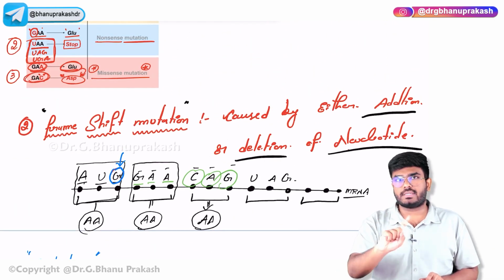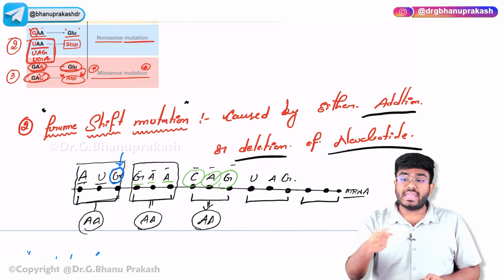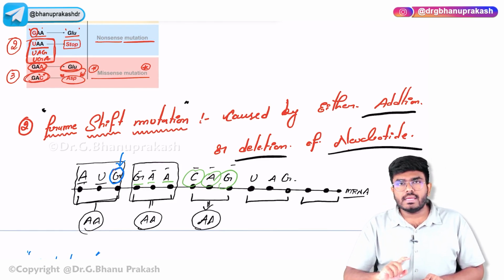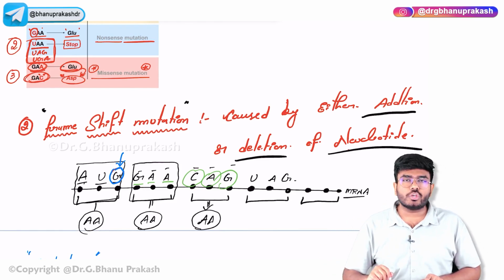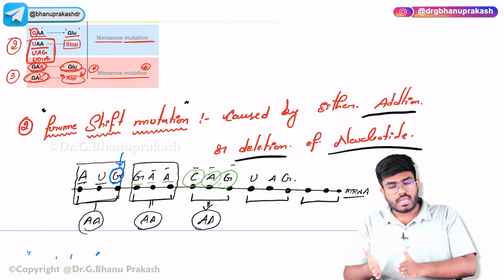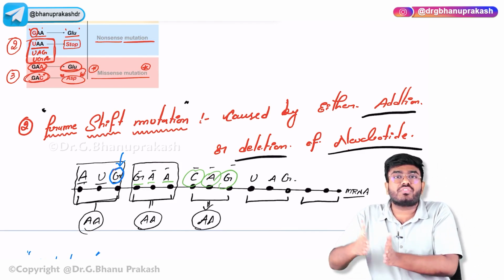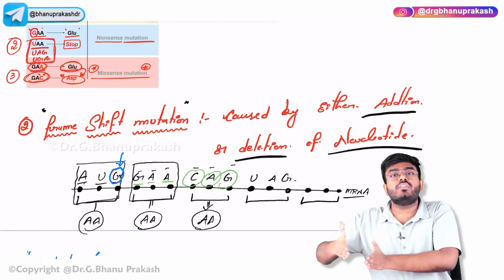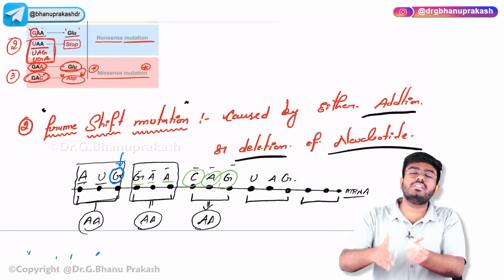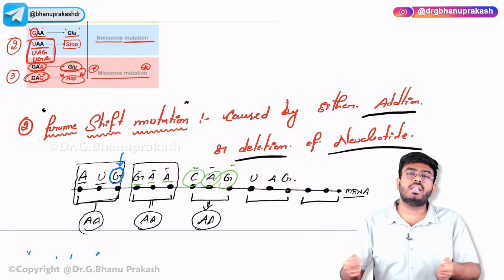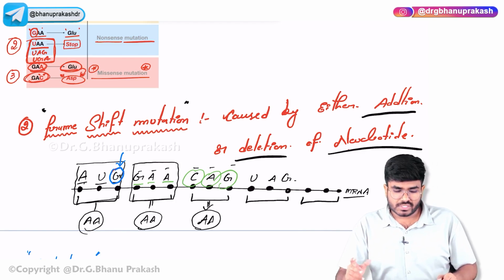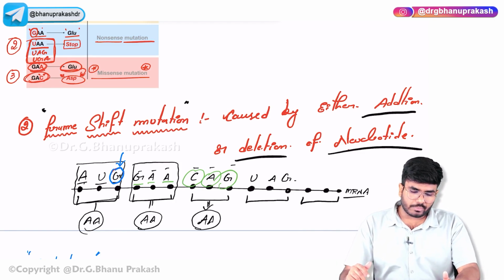But what is happening in the frame shift mutation? It's not replacement. It's not replacement. Either addition of a new nucleotide or deletion of a nucleotide. Addition or deletion is going to cause the frame shift. If there is a shift in the reading frame, the amino acid sequence is going to be changed. That will lead to a totally abnormal protein. So, these are called the frame shift mutations.